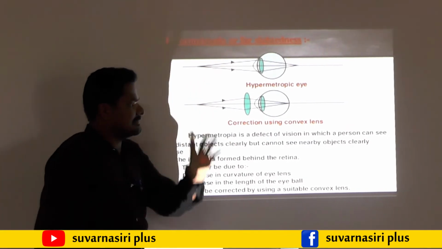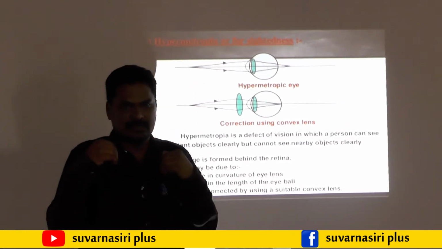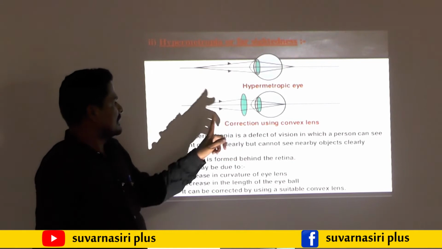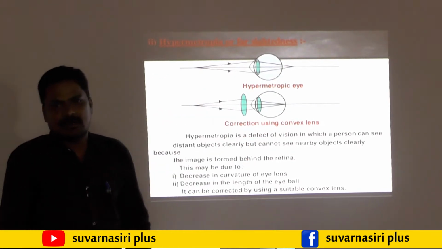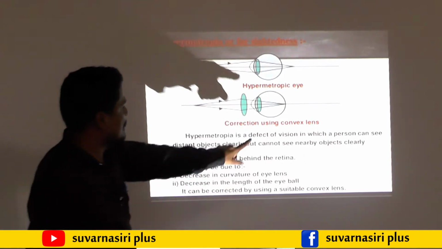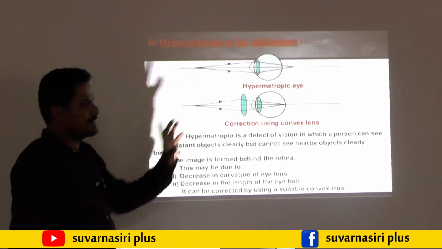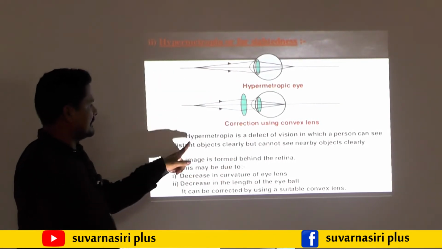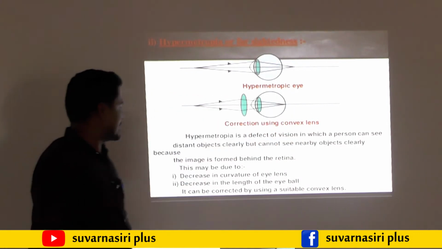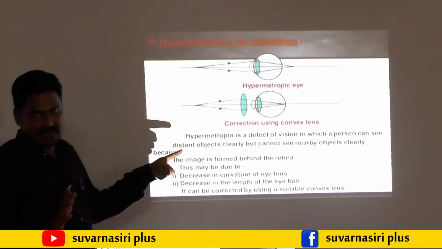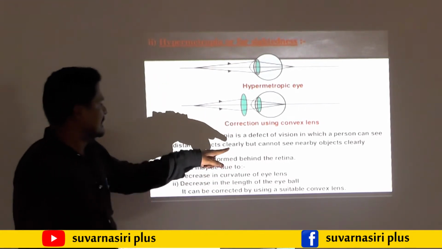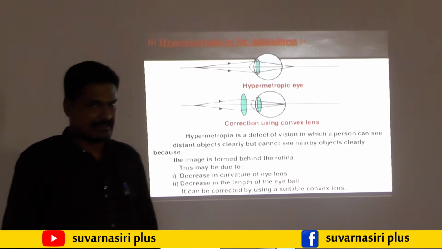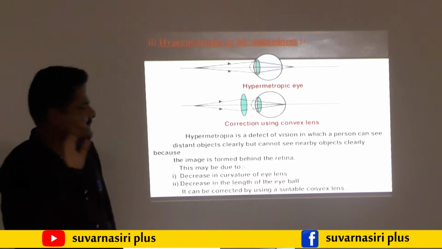Now the correction. If a person is suffering from hypermetropia, the correction is done by using a suitable power of a convex lens. By using a convex lens, hypermetropia can be cured. Hypermetropia is a defect of vision in which a person can see distant objects very clearly, but cannot see the nearest objects. Whatever the near objects are, he does not see them very clearly.